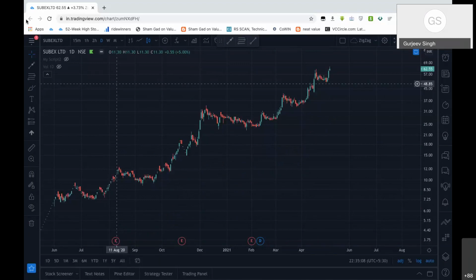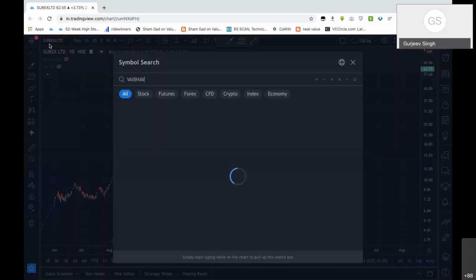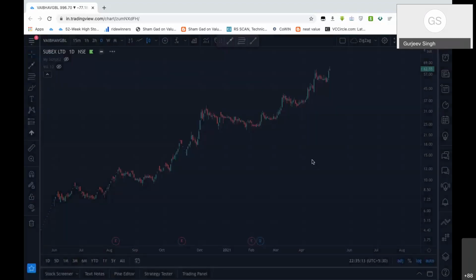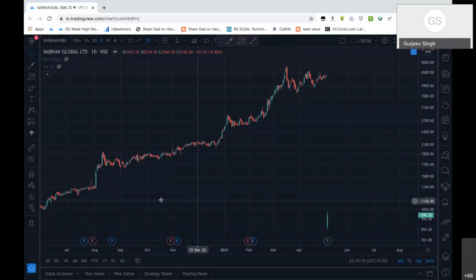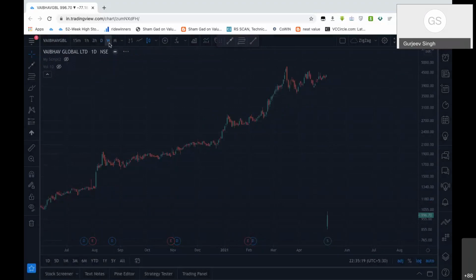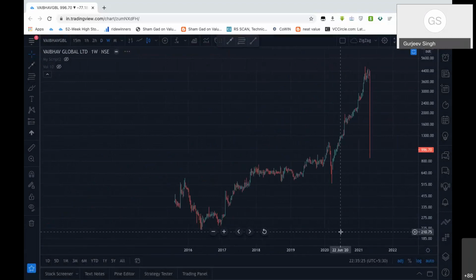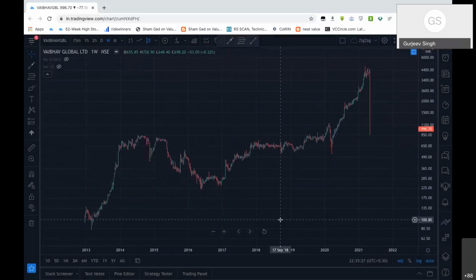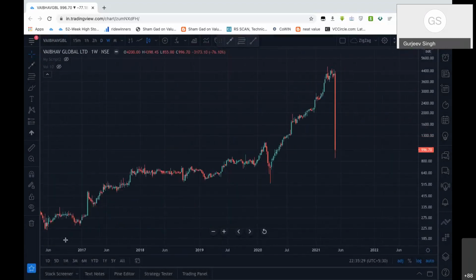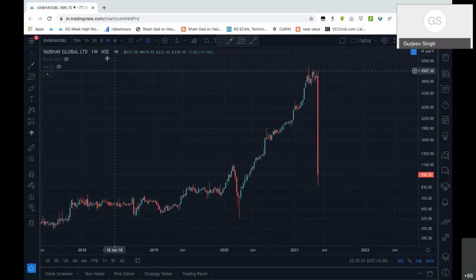The next stock we are looking at is Vaibhav Global. Okay? A split has happened now. So ignore this bar because of the split. It has not actually collapsed. What I have done over here is taken a weekly chart of it. Can you see the weekly chart, everybody?